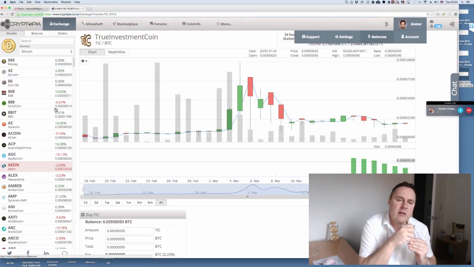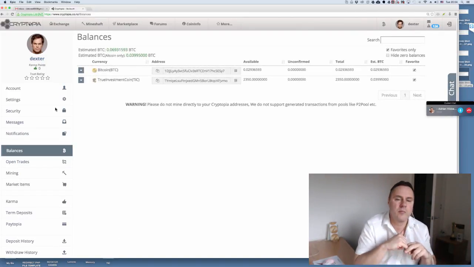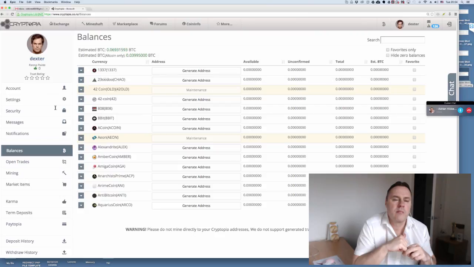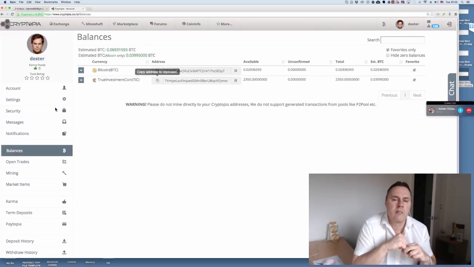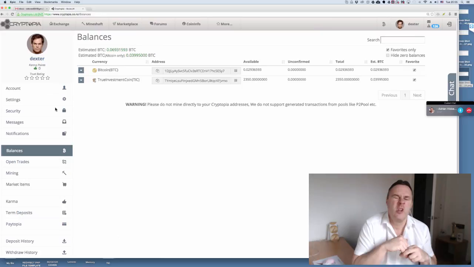Look at this. I go to balances, my balances, and I, for example, want to generate an address for my Tick and for my Bitcoins. This is my address for Bitcoins, for Cryptopia. This is my address, my wallet for Tick on Cryptopia. And that's all. Then I will send my money to my wallet in Cryptopia, and I get them, and I start working.